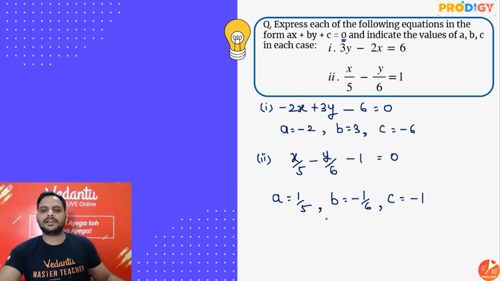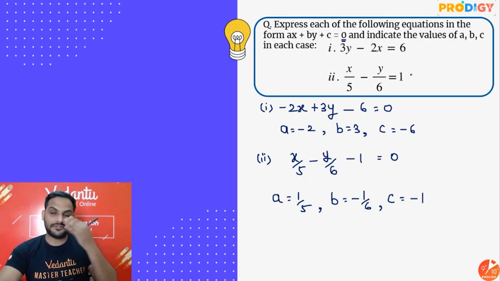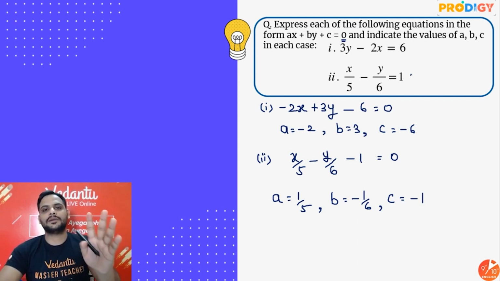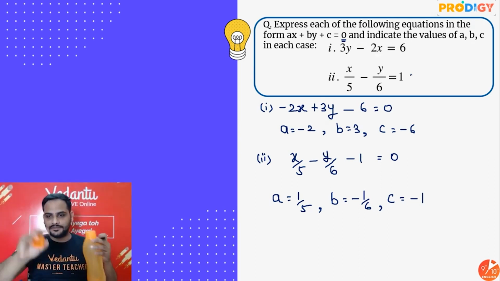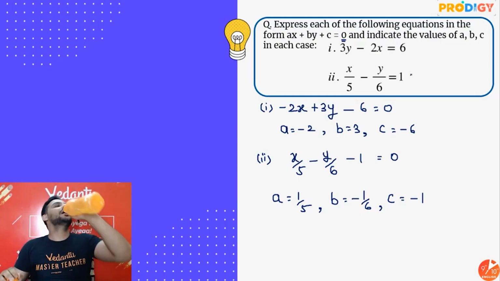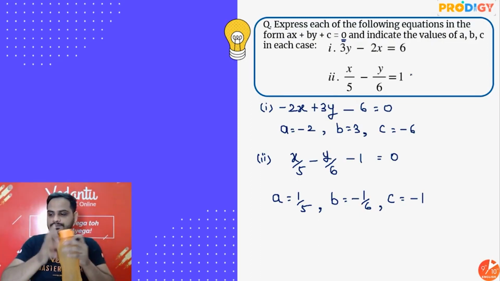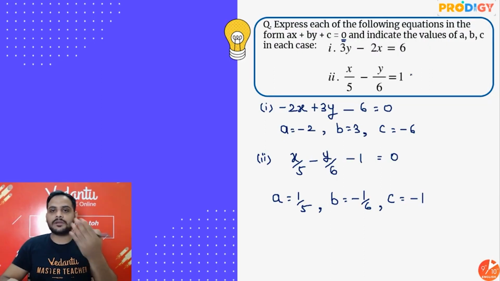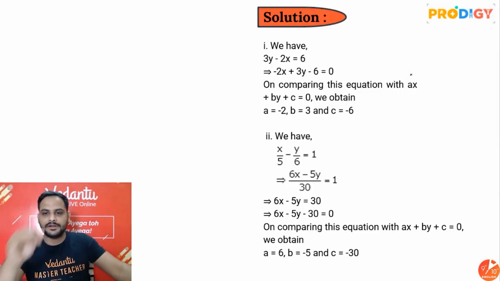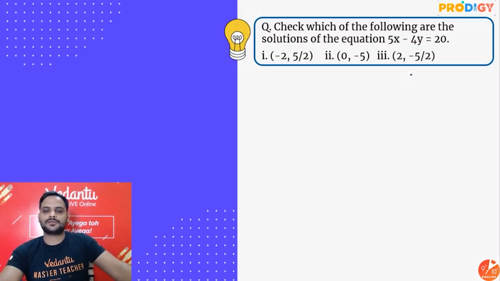Now look, some can take the LCM over here and then simplify the equation. If we take the LCM, it will be 6x minus 5y equal to 30. In that case, the a, b, c values will be different, but all of those will be accepted as correct answers. It's not like, sir, which one is correct? All are correct, if you are doing it right, because it's all about how you are representing the equation. Okay, next question.